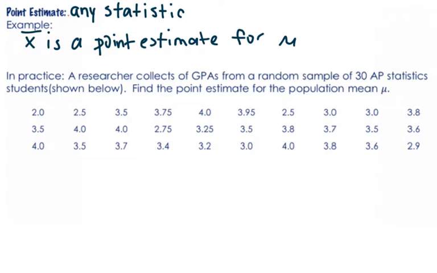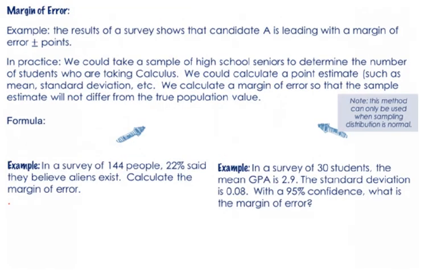A researcher collects GPAs from a random sample of 30 AP Stat students. Find the point estimate for the population mean mu. So all you're going to do is add all these together, and divide by 30 because that's how many there are. You can pause the video and do that, but you should get 3.42. So that is the point estimate. Okay, let's look at some more stuff.